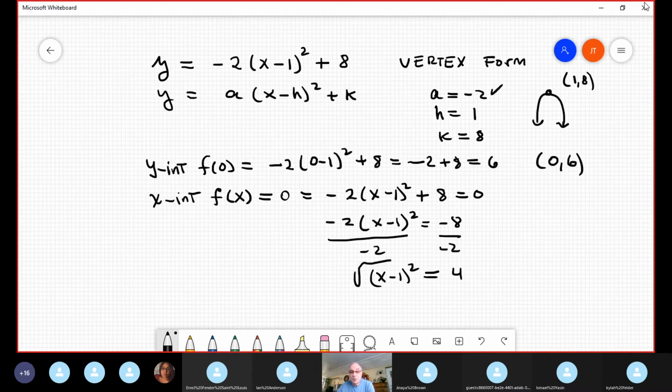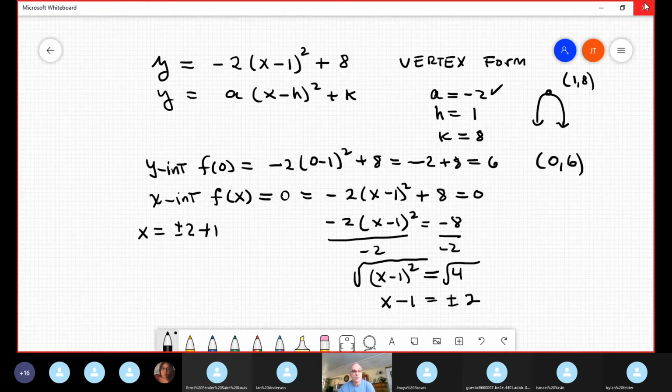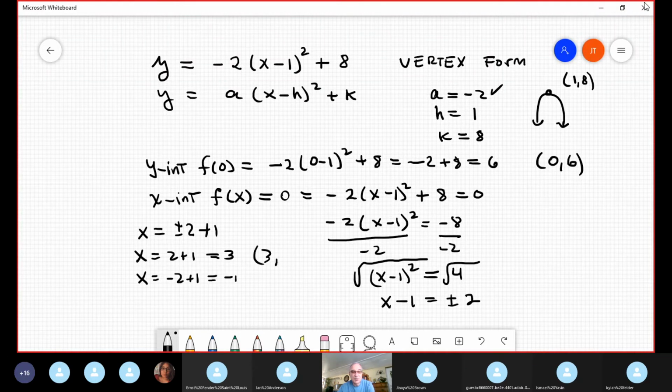Now apply square root to both sides. It's classical algebra. We have plus or minus 2. Therefore, isolating x, x is plus or minus 2, plus 1, because I move this -1 to the right-hand side like a +1. Actually, we have 2 plus 1 gets 3, using the positive sign, and using the negative sign, it is -1. You have 2 points: 3, 0 and -1, 0.